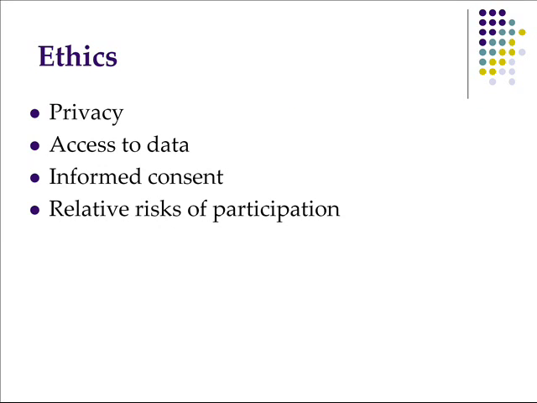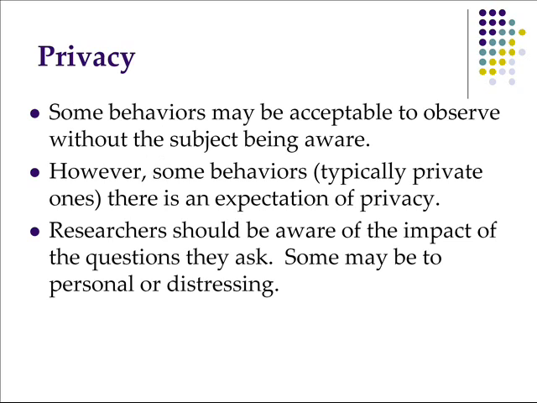There are 4 major ethical concerns for researchers. These are privacy, access to data, informed consent, and relative risks. Privacy of participants needs to be protected. However, some research can be observed and recorded without any impact to the participant. For example, if I wanted to study flirting, I could sit in a bar and make note of flirting behavior without identifying in my records any individuating information, like the name of the people.